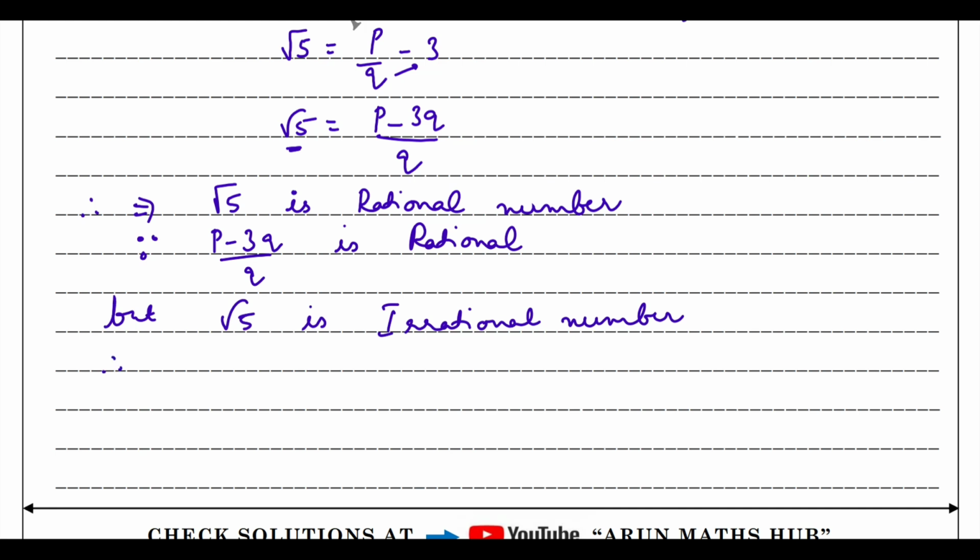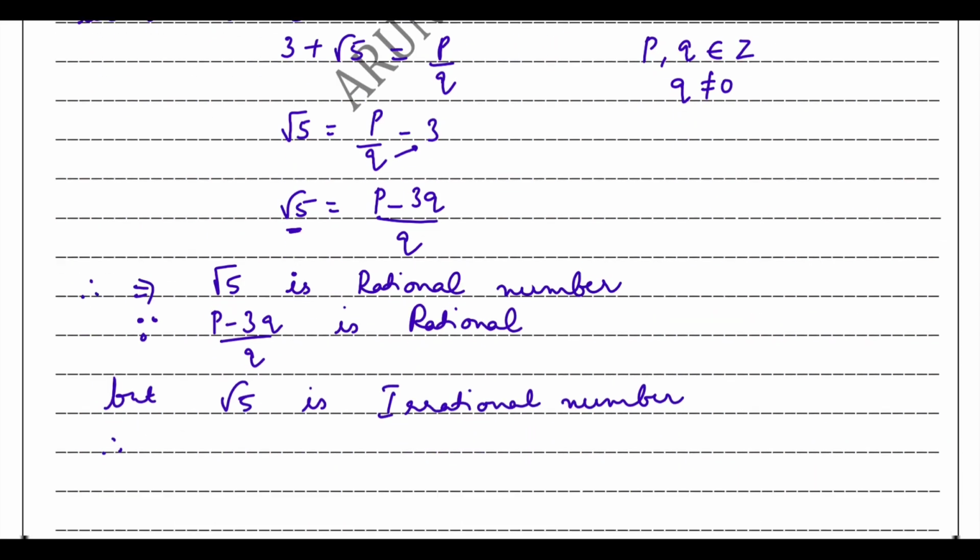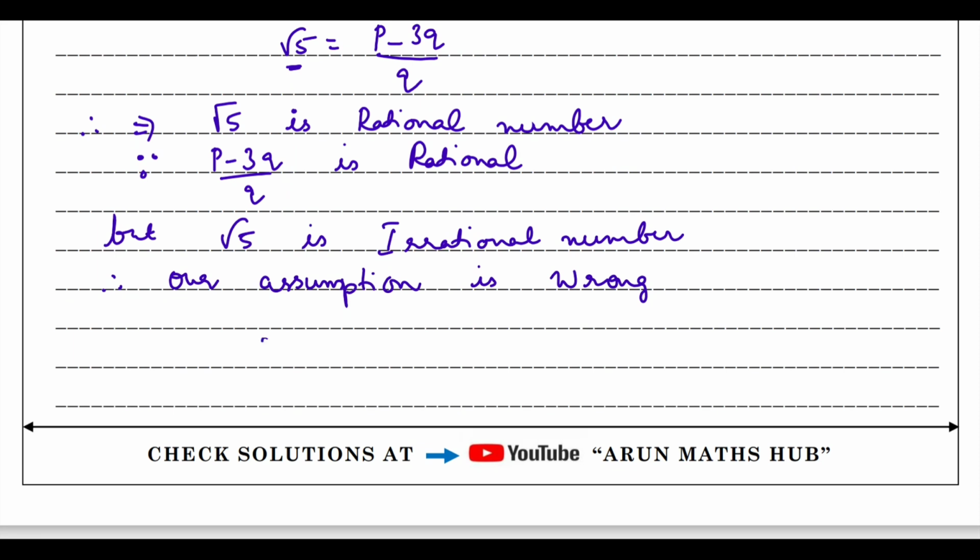Therefore, our assumption that 3 plus root 5 is rational is wrong. Therefore, by contradiction, what can we say? 3 plus root 5 is an irrational number.